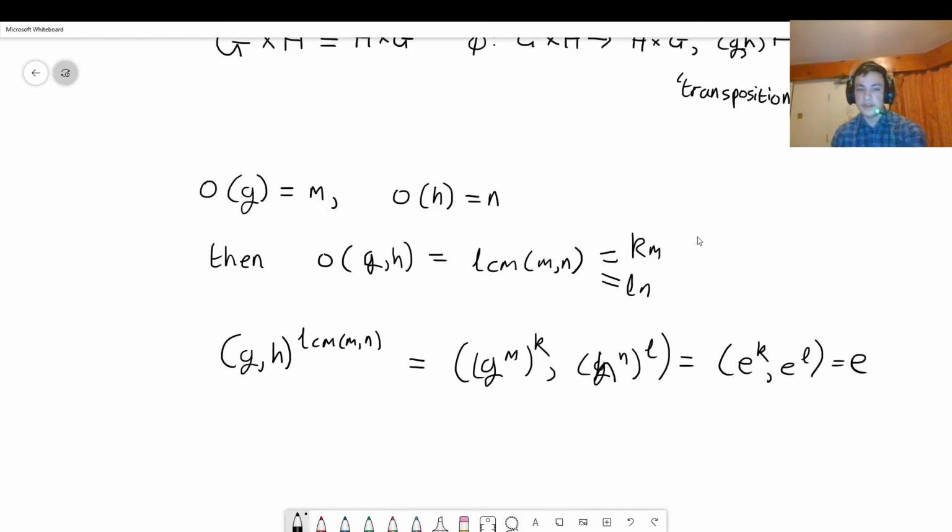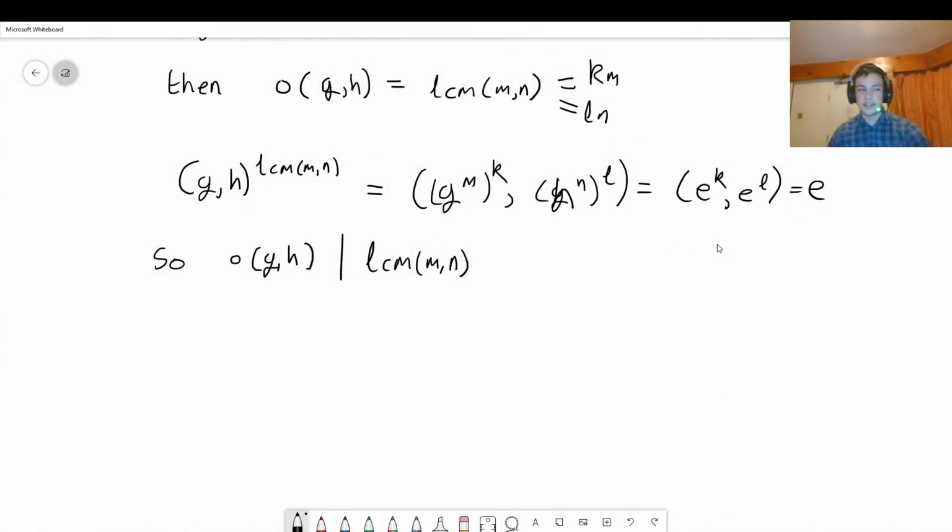The order then must divide this, so O(gh) divides the lowest common multiple, because otherwise we could use the Euclidean division algorithm to show that the order is not the order, there's a lower number. Okay.